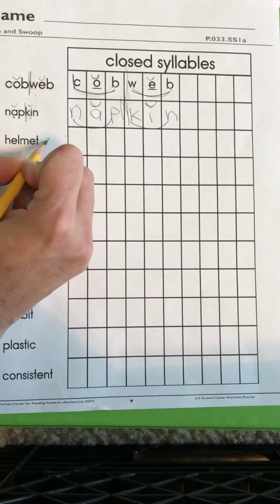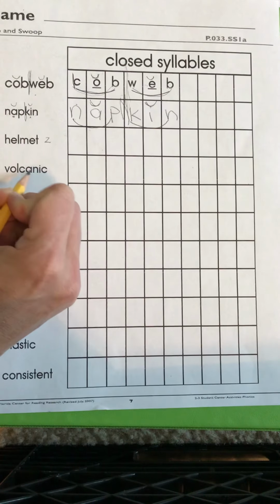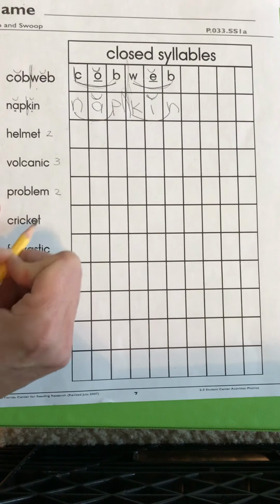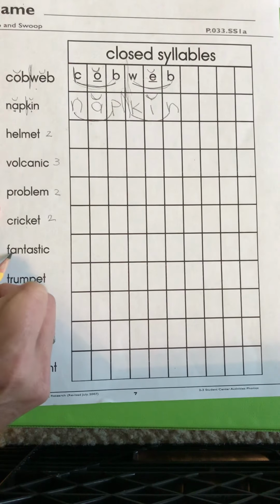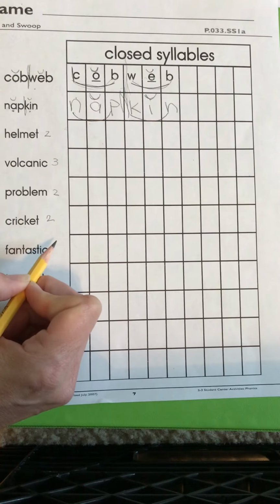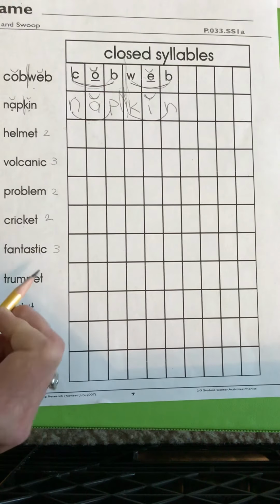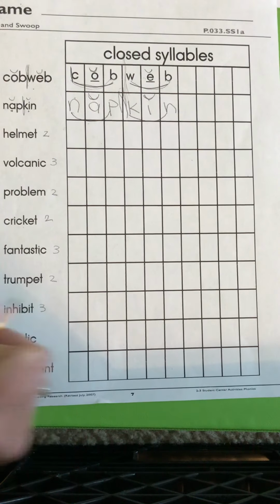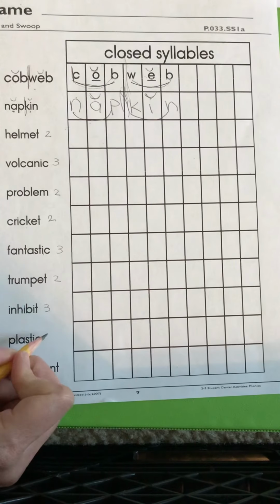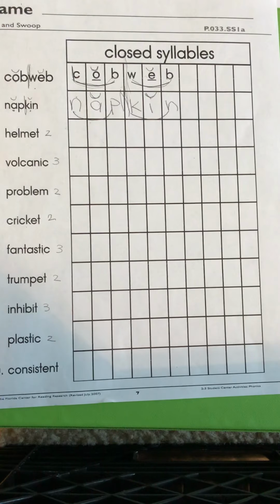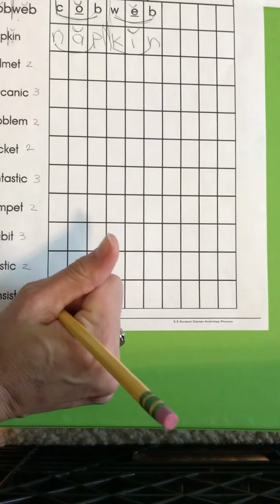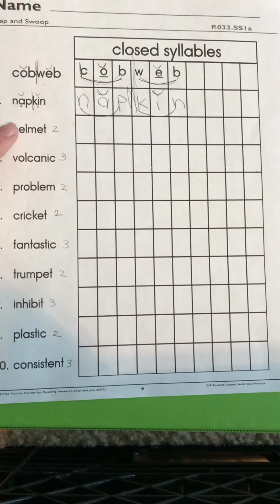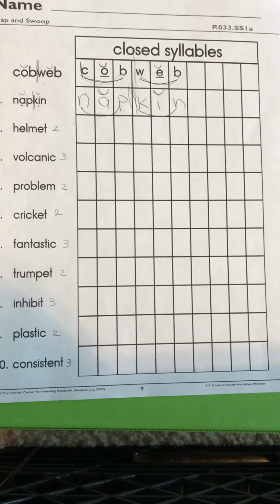Let's see. Helmet has 2 syllables. Volcanic has 3 syllables. Problem, 2. Cricket, 2. Fantastic. Fantastic. I hear 3 on that one. Trumpet, 2. Inhibit. Ooh, that's 3. Plastic, 2. And consistent. Ooh, that's also 3. Okay. So work your way through there. Make sure you have 2 swoops for this and 3 swoops for this, and work your way down.